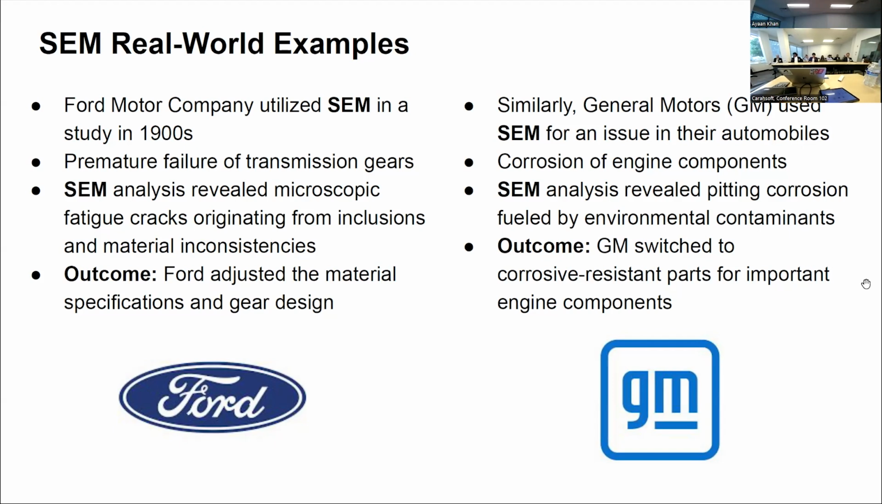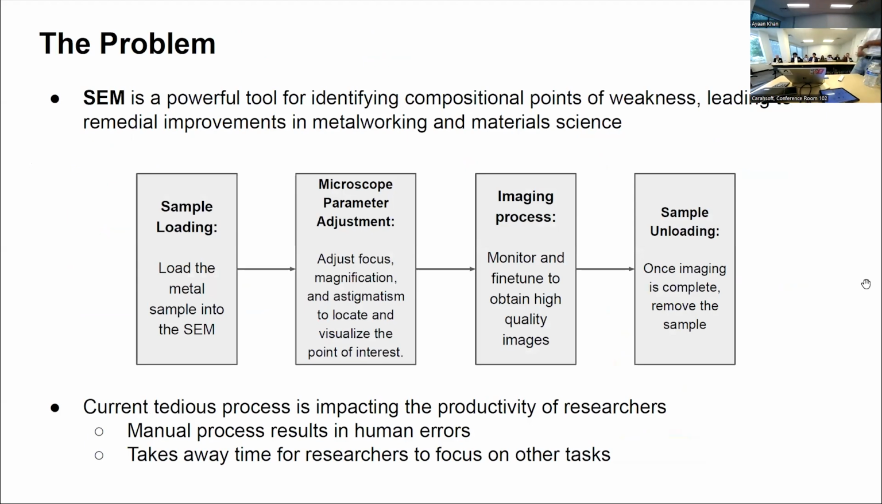Similarly, General Motors had another issue with their own cars, and the problem they were having was a corrosion of their engine components. An SEM analysis revealed that they had pitting corrosion, which was caused by environmental contaminants, and the outcome was that GM eventually switched over to corrosion-resistant parts for their important engine components. Now, as shown, the SEM is a powerful tool for identifying compositional points of weakness, which lead to amazing improvements in the field of metalworking and material science.